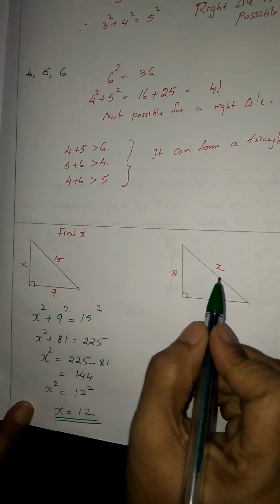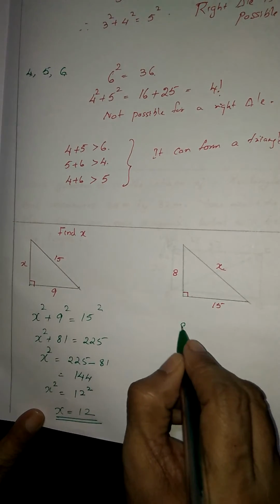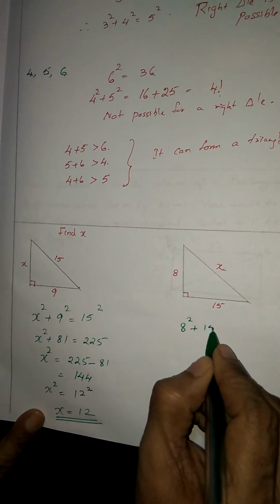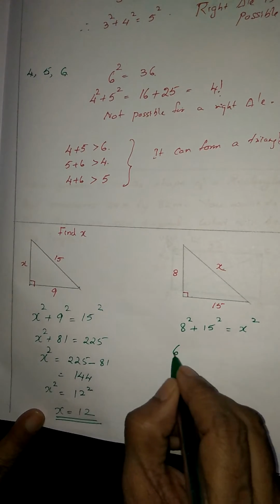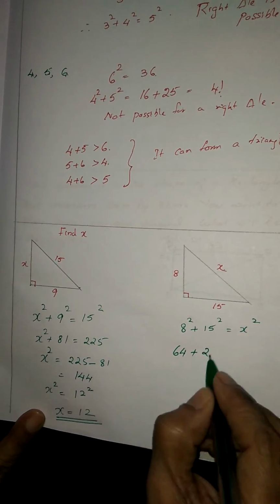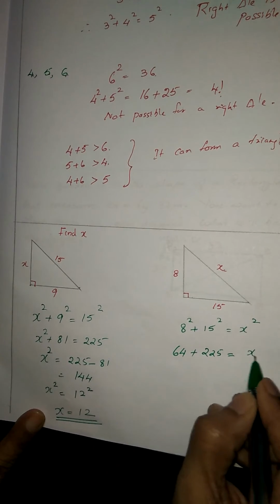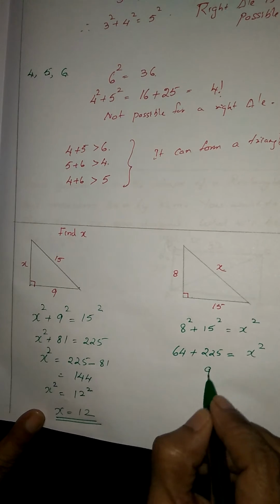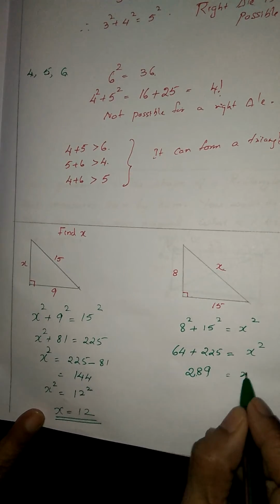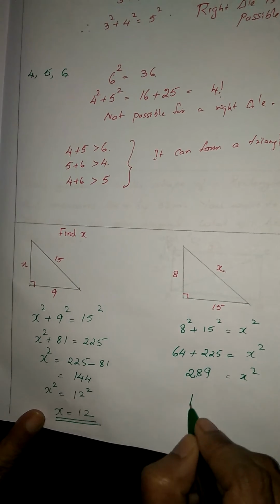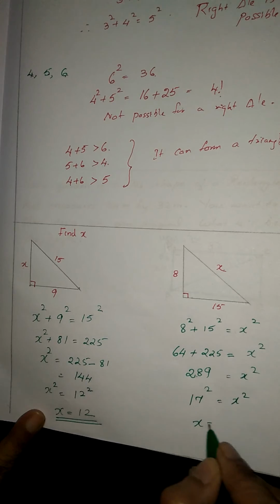Here you have to find the value of x. So x is the hypotenuse. So we can write this as 8 squared plus 15 squared is equal to x squared. So 64 plus 225 is equal to x squared. So 289 is equal to x squared. 289 can be written as 17 squared. So x is equal to 17.